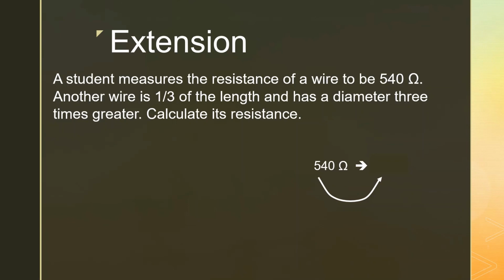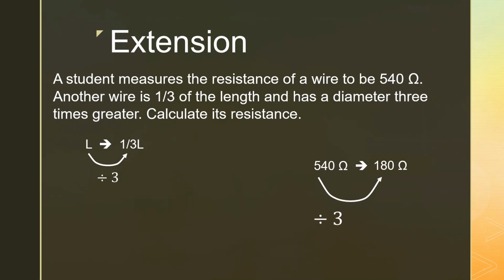So like with the last one, I'm trying to go from 540 to something due to these two changes. And let's do them one at a time. So again, we'll start with the length. So the length is going from L to 1/3 L. So it's going to a third of its original length. So what have I done? I've divided it by 3. Now, if I'm going to divide the length by 3, what am I going to have to do to the resistance? I'm also going to divide that by 3, and I'm going to get 180 ohms. So that's what the resistance would be if that was the only change that I'm making to it.